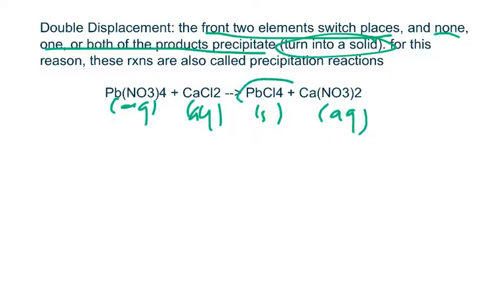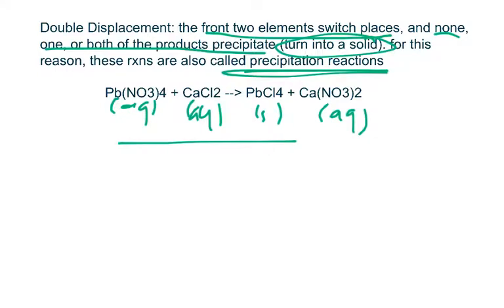So notice how the lead 4 chloride is our precipitate because it's the thing that turned into solid after the reaction happened. So for these reasons, double displacement reactions are also called precipitation reactions. So can we write the net ionic equation for this? Well, of course. Let's try that.